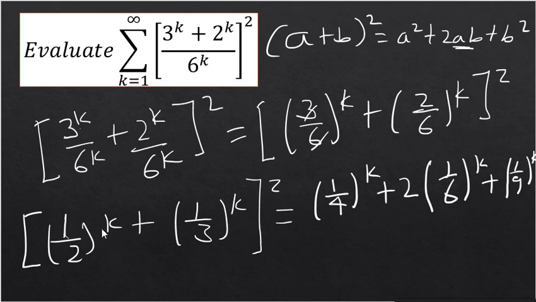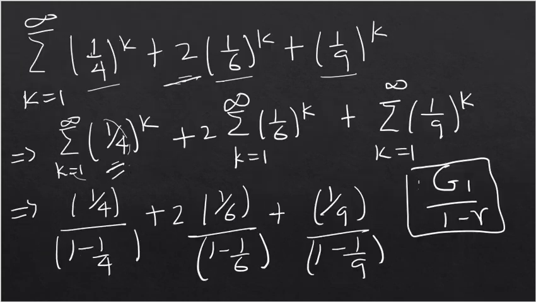Then when you square 1 over 2 the whole to the power of k, it's going to be 1 over 4 the whole to the power of k. Or you can write it as 1 over 2 the whole to the power of 2k, but the 2 will be a square of 1 over 2, so it will be 1 over 4 to the power of k, plus 2 times the product of the 2. When you multiply the 2, they do have the same exponent here, so we can multiply the base. 1 over 2 times 1 over 3 becomes 1 over 6, plus again 1 over 3 the whole to the power of k. When we square it, it's going to be 1 over 9 the whole to the power of k. Then next, we brought it together in the summation.